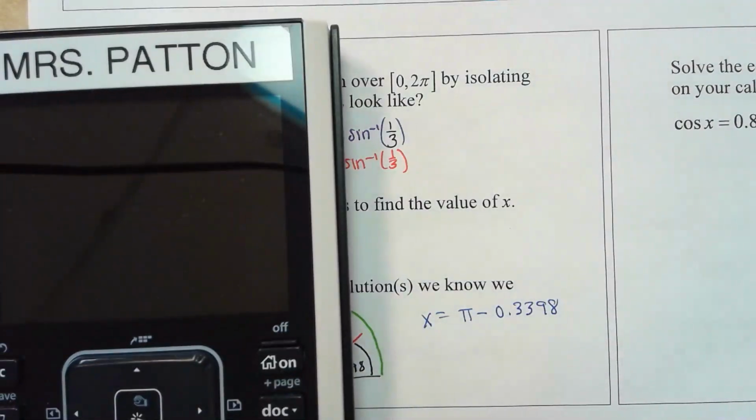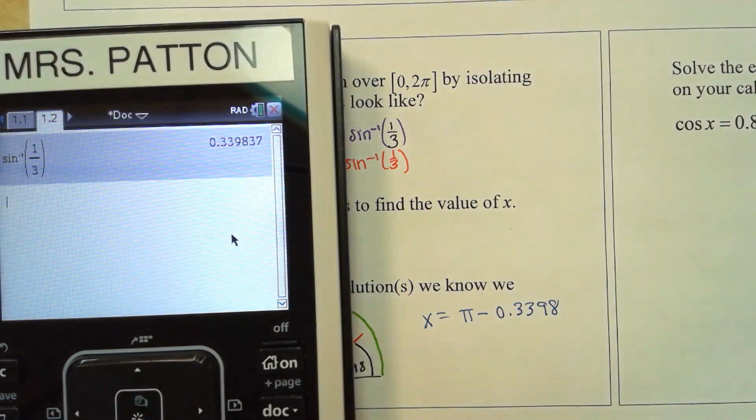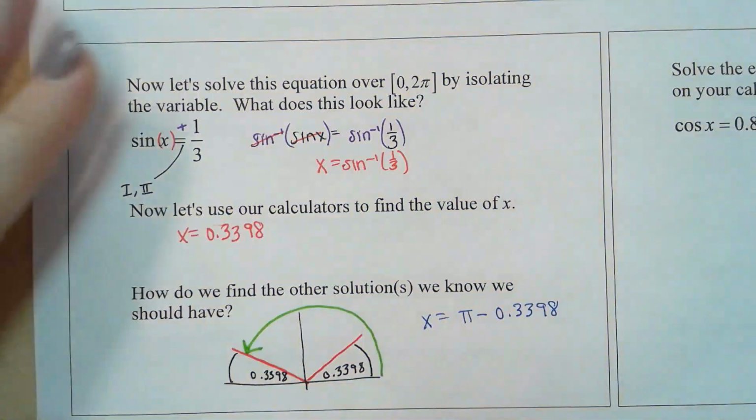So I'm going to go to my calculator, turn it back on, and I'm going to do pi minus, and instead of typing in 0.3398, let's just arrow up and grab that exact value. Now our answer is going to be more accurate. And I get 2.802 if I round.